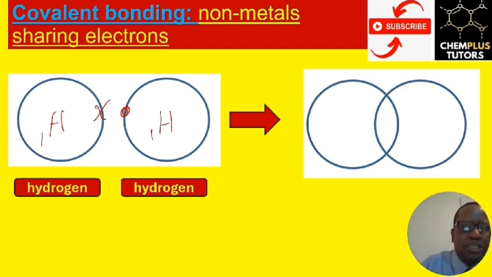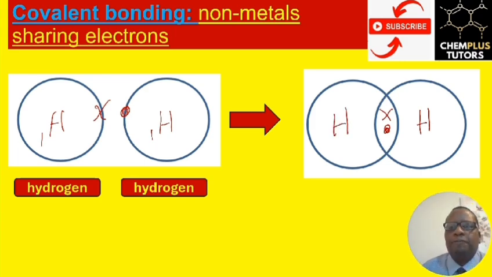This hydrogen here needs 1. This needs 1. What you need is what you share. So this one shares its 1. This one shares its 1. And there you go. So now the two hydrogens are happy. They're sharing electrons. This is what covalent bonding is all about.